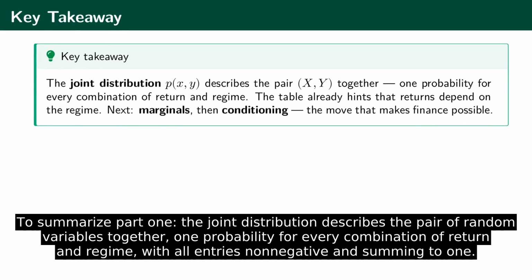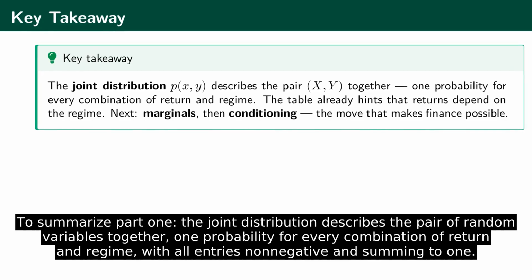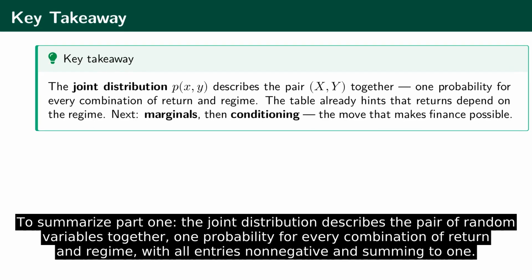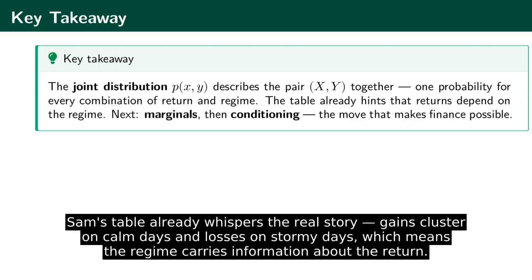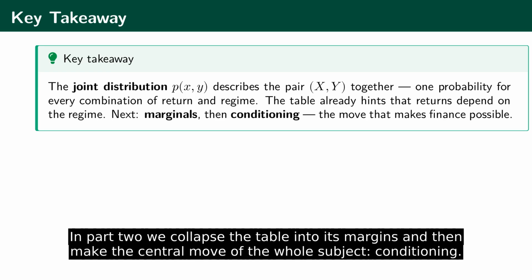To summarize Part 1, the joint distribution describes the pair of random variables together, one probability for every combination of return and regime, with all entries non-negative and summing to 1. Sam's table already whispers the real story. Gains cluster on calm days and losses on stormy days, which means the regime carries information about the return.